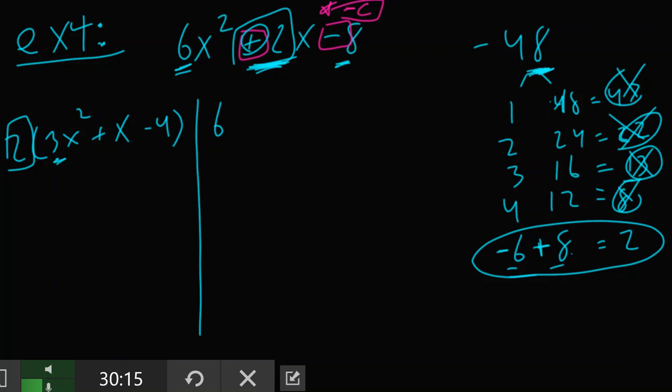So I can now write this as 6x squared. And I tell you what, since there's literally a 6 with this 6, I'm just going to go ahead and break my 2x up into negative 6x.